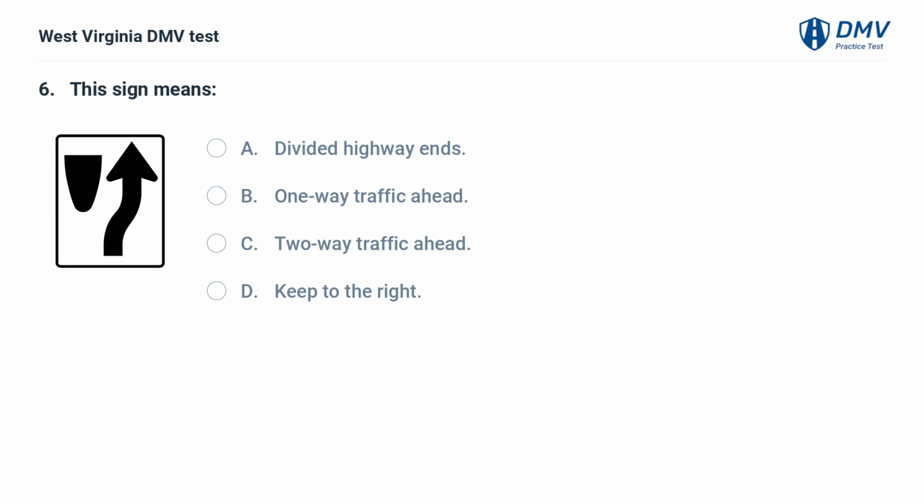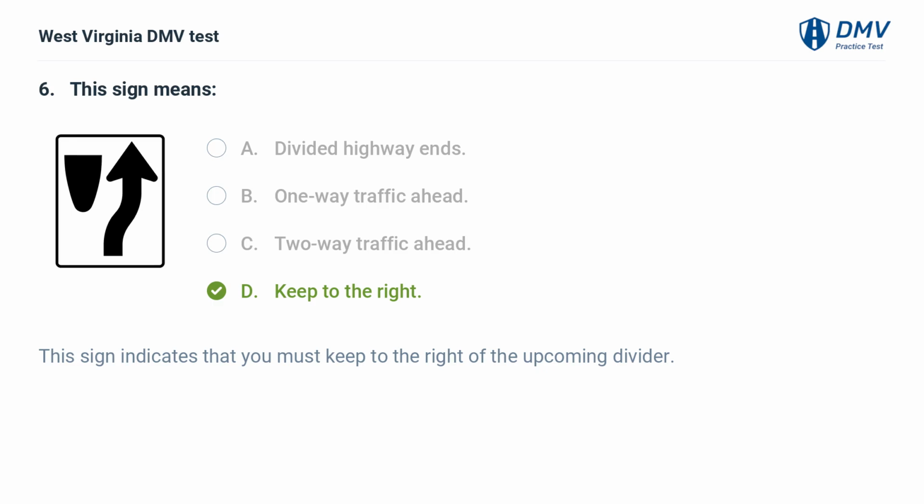This sign means A. Divided highway ends. B. One-way traffic ahead. C. Two-way traffic ahead. D. Keep to the right. D. Keep to the right. This sign indicates that you must keep to the right of the upcoming divider.